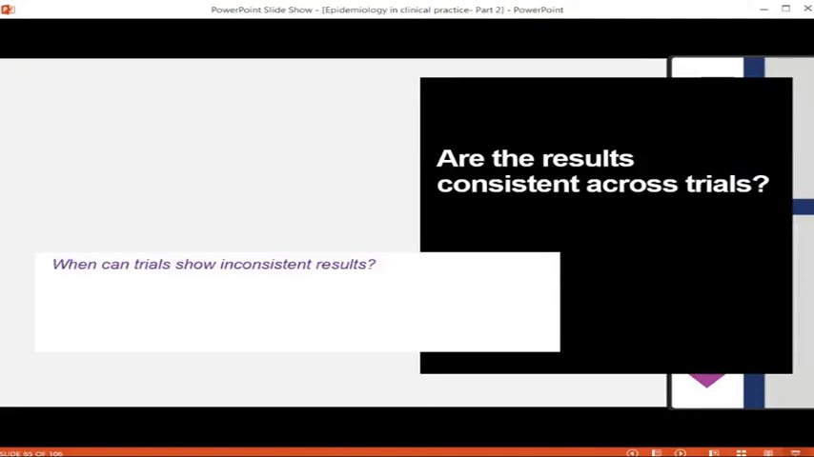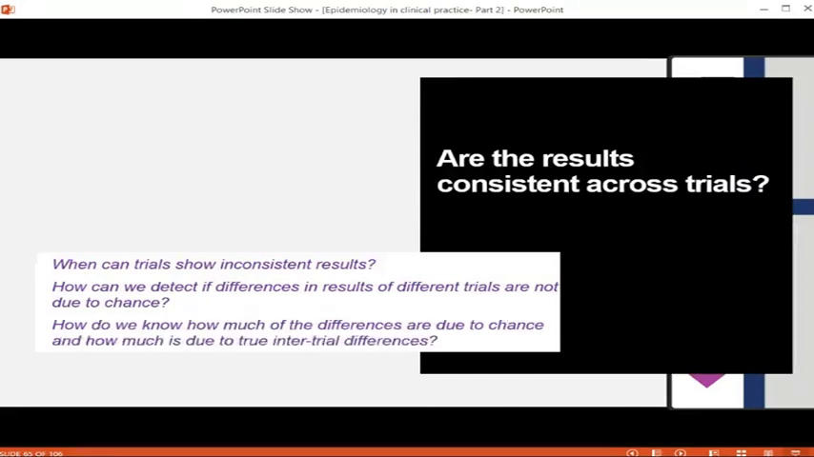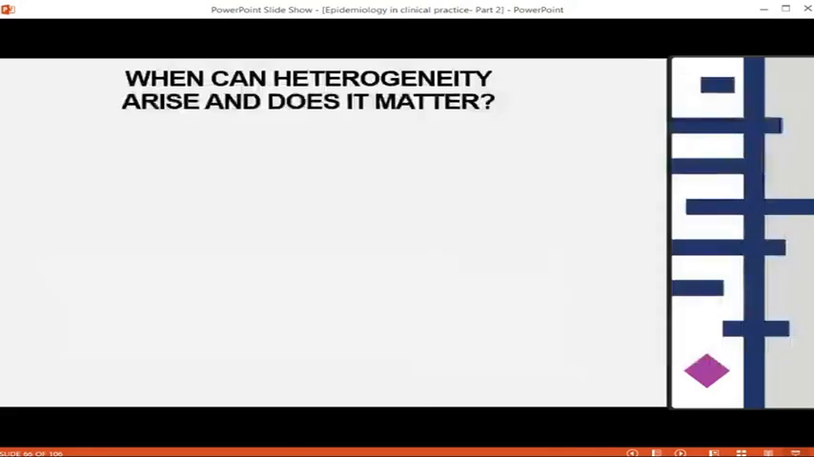So we need to understand when you expect inconsistent results in the trials, and how we can say that this difference in the results is not due to chance. Any difference can be a chance difference. How do we say this is not a chance difference? And then if we say it's not a chance difference, how much of it is more than chance and how much of it is chance? These are the three things we can go through right now.